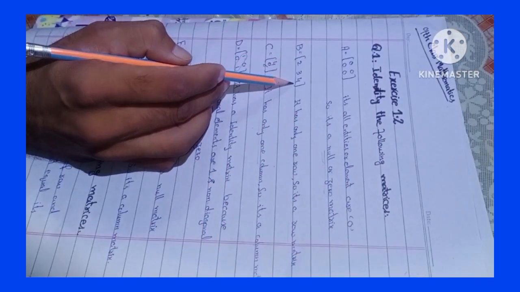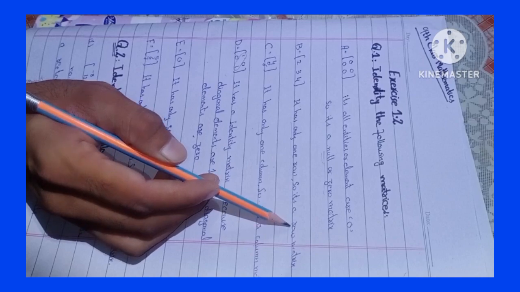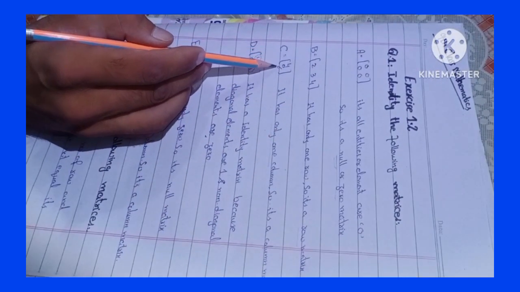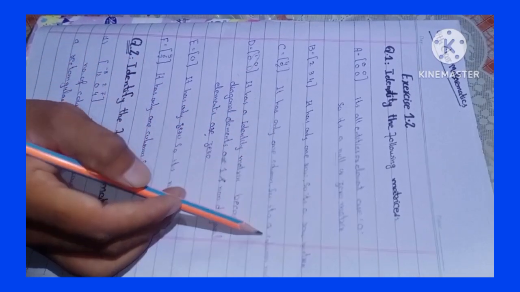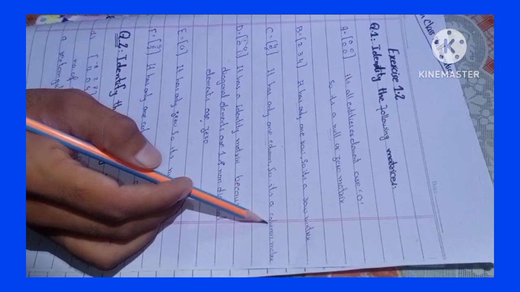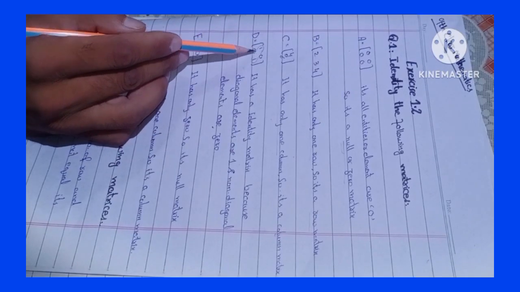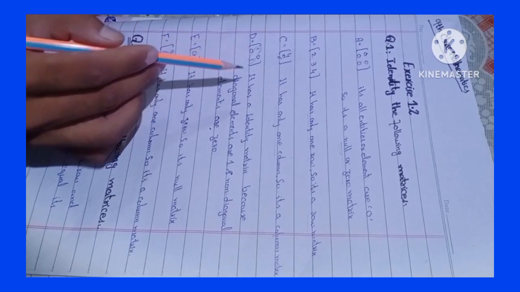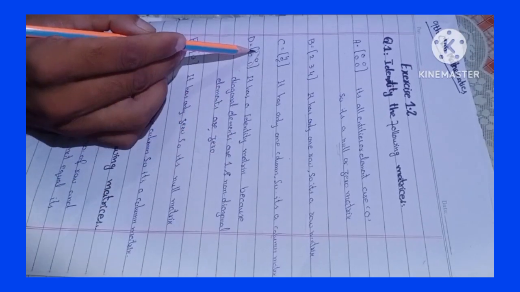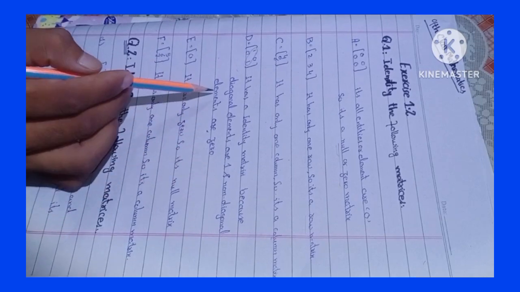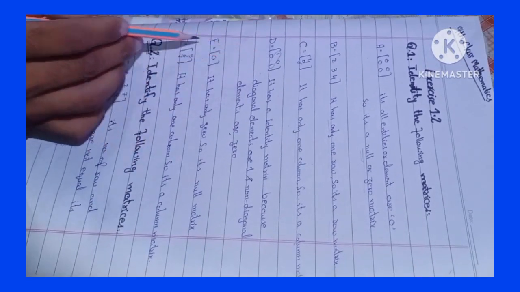Matrix B is 2, 3, 4. It has only one row, so it is a row matrix. Matrix C is 4, 0, 6. It has only one column, so it is a column matrix. Matrix D has entries 1, 0 and 0, 1. It is an identity matrix because diagonal entries are 1, 1 and non-diagonal entries are 0. These are called identity matrices.